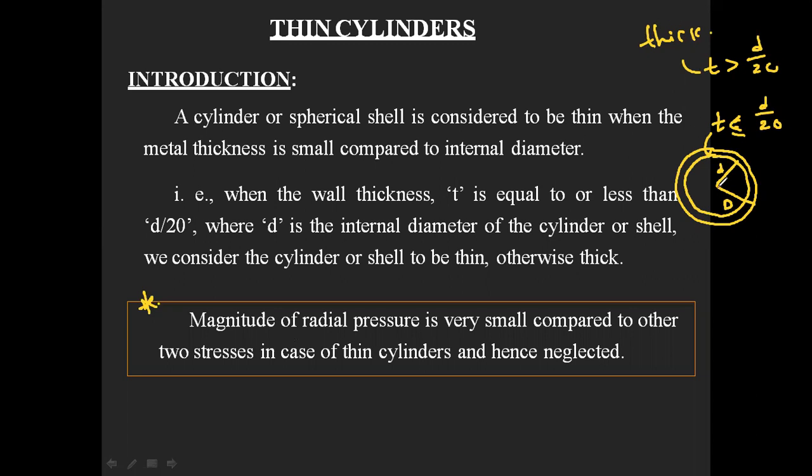Why? Because whatever pressure is going to act from inside, the resistance of the thin wall will also be the same. By that, you can neglect the radial pressure acting in thin cylinders, because that consideration is very less. Where do we consider it? Definitely we are going to consider the radial pressure term in thick cylinders. Why we consider it there, we will study in thick cylinders. Understand? Next.